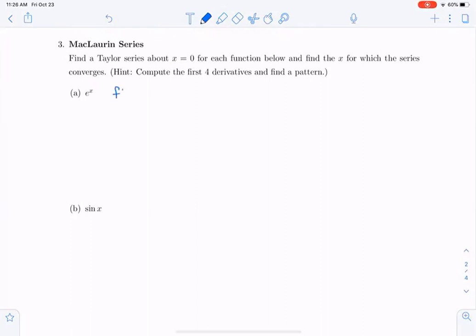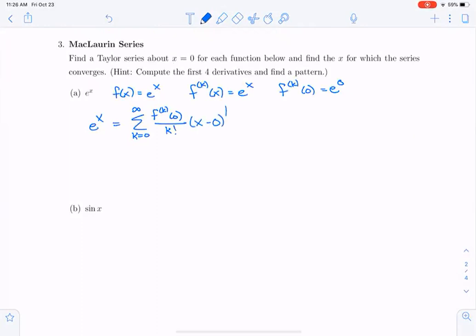So I want to show you some very specific series centered at x equals 0. I'm going to start with e to the x. I'm going to call that my f of x. And I'm going to note that every derivative of e to the x is e to the x. And so if I want to center my series at 0, every derivative at 0 is e to the 0. And so we can say that e to the x, using the Taylor series formula, should be the sum from k equals 0 to infinity of the kth derivative at 0 over k factorial times x minus 0 to the k power. That is the Taylor series formula.